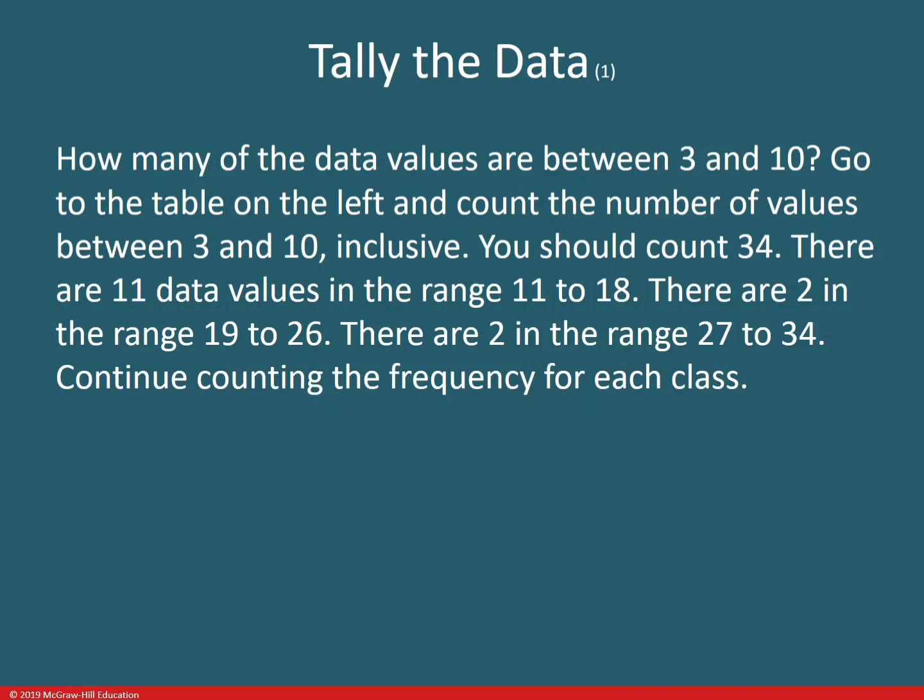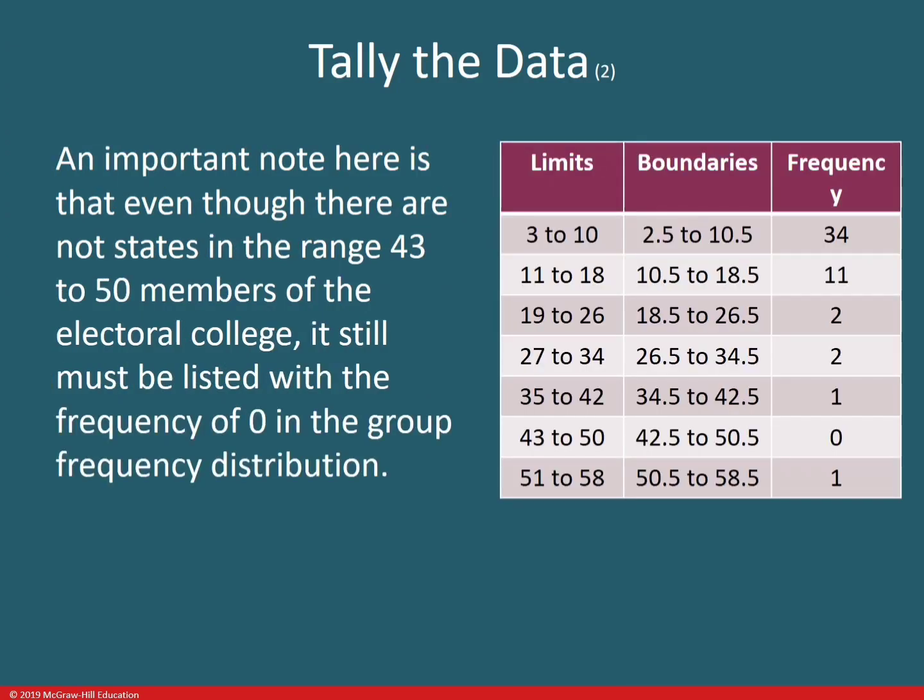And then next, we want to tally our data. So how many data points are between 3 and 10.5? How many data points are between 10.5 and 18.5? So you just go back to your data set and you just count. There are 34 states, 11 states, 2, 2, 1, 0, and 1. So now that is our grouped frequency distribution table. That is it. Creating the limits, boundaries, and then our frequency.